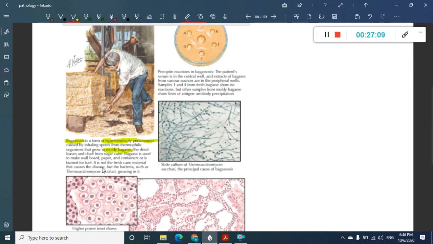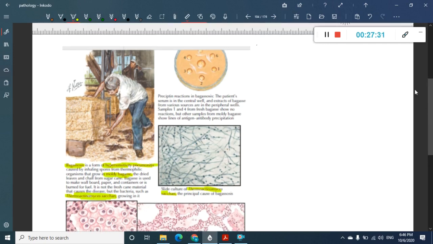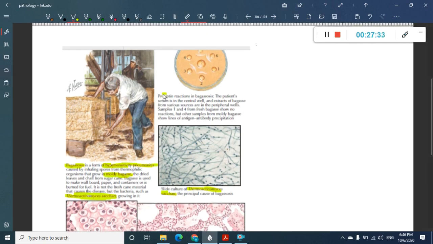Okay, here this mainly occurs due to the bacteria Thermoactinomyces sacchari. This bacteria, Thermoactinomyces sacchari, results in this Bagassosis. Okay, so what is this? This is the Thermoactinomyces sacchari bacteria, which you are seeing here. Here, a precipitation reaction occurs in Bagassosis, not that important.